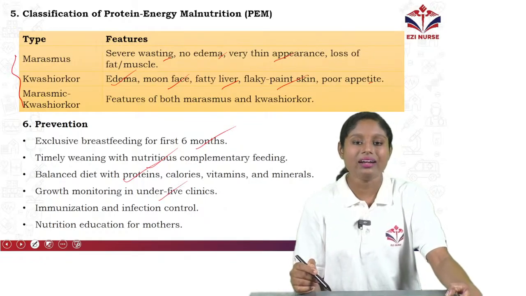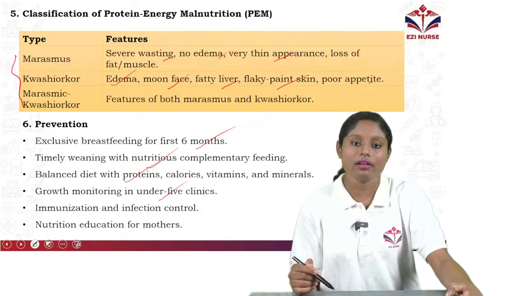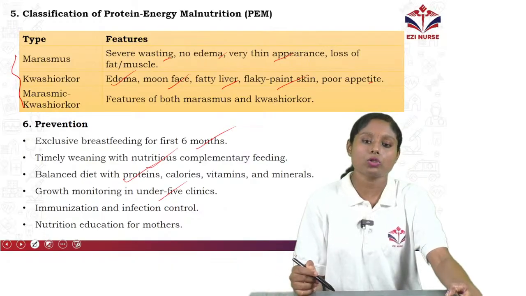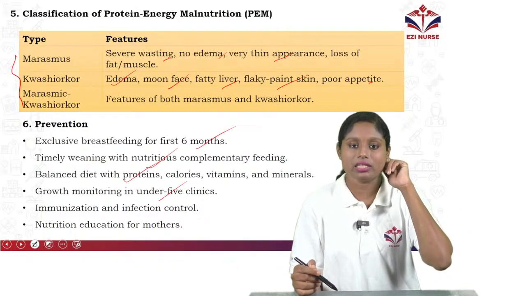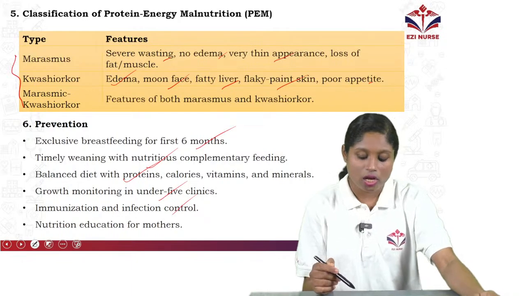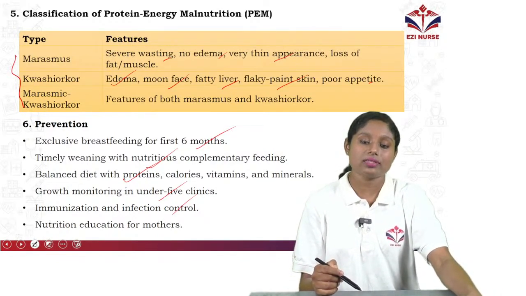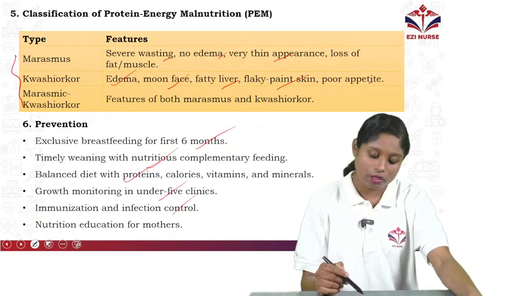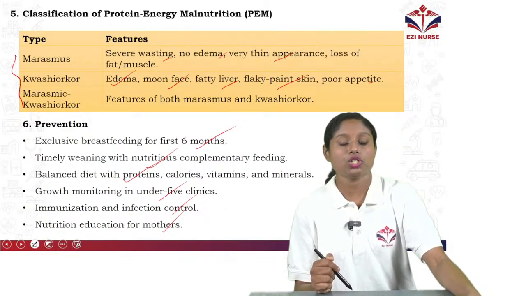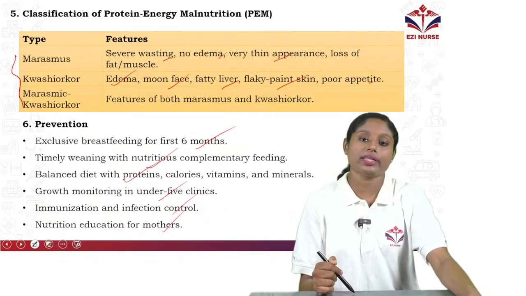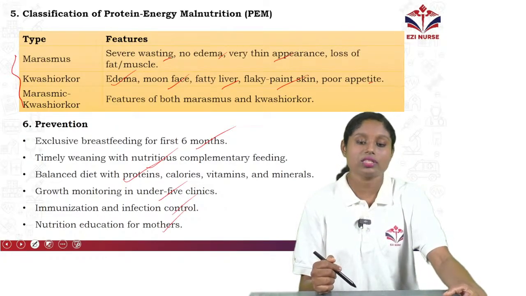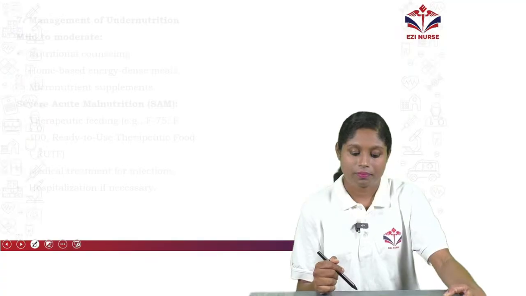Growth monitoring in under 5 clinics. In the hospitals with under 5 clinics, they need to get growth monitoring of their weight and height. Also, immunization and infection control. So follow the national immunization schedule, give all the vaccinations and immunizations, and practice infection control. Nutrition education for the mother. So the mother should get the nutrition education. These are the preventive methods.